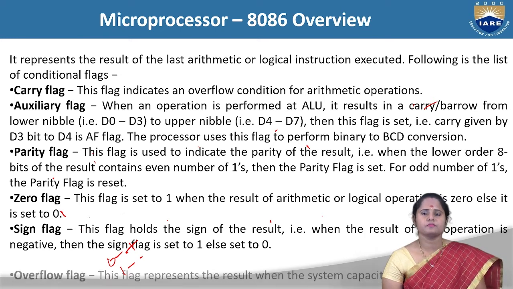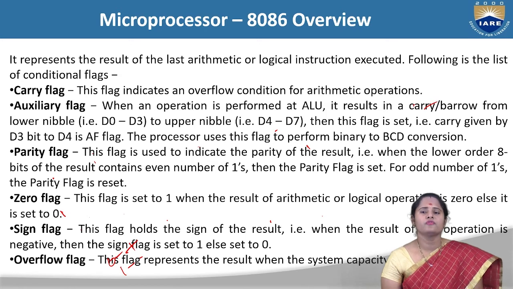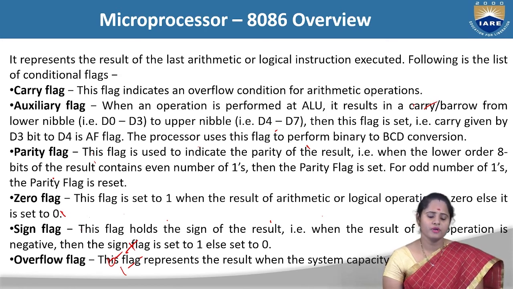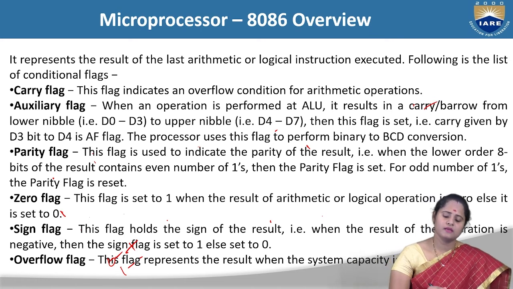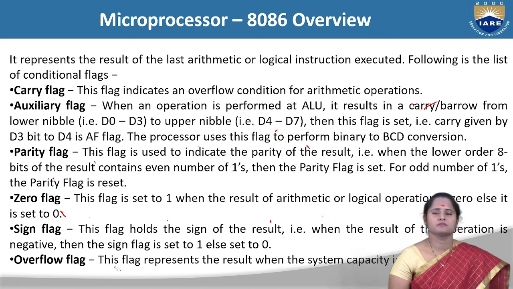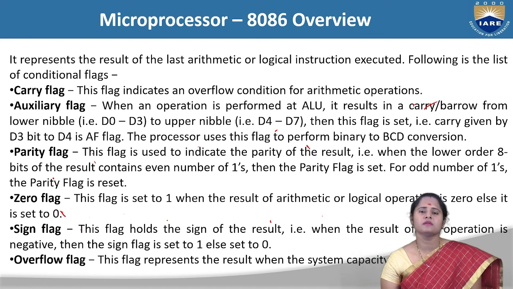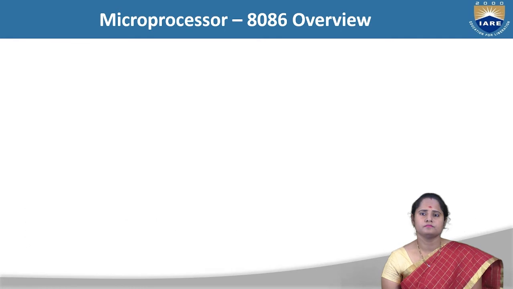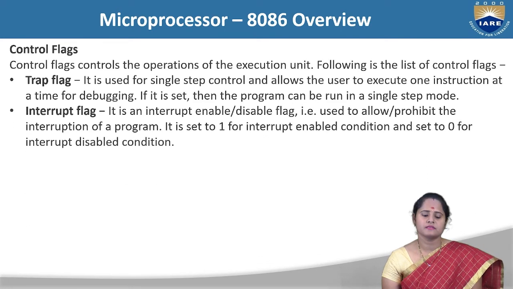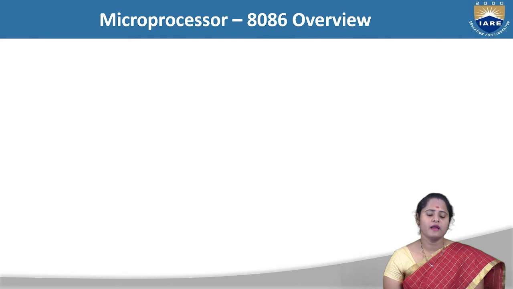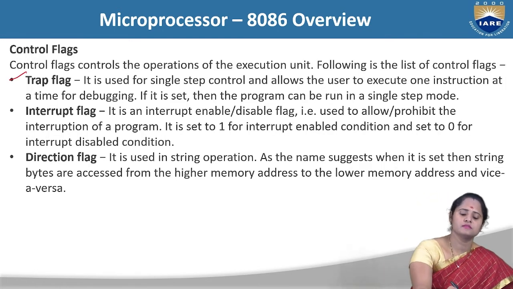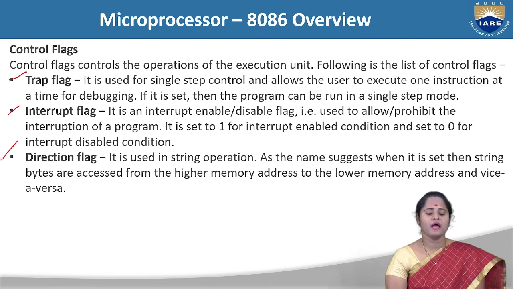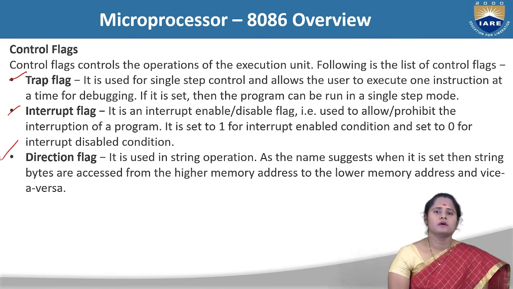Complement subtractions are done whenever you're going for signed numbers. Next, the overflow flag. The overflow flag is set if the data extends beyond the capacity, which means it's an overflow. Next, control flags. Here, in the control flags, you have a trap flag, an interrupt flag, and a direction flag. These are the three flags which you have in the control flags.